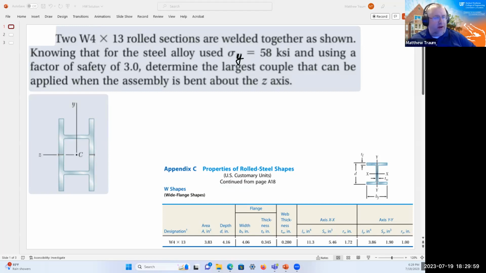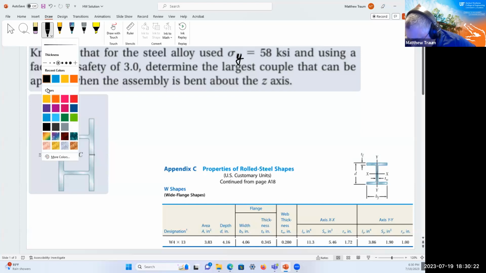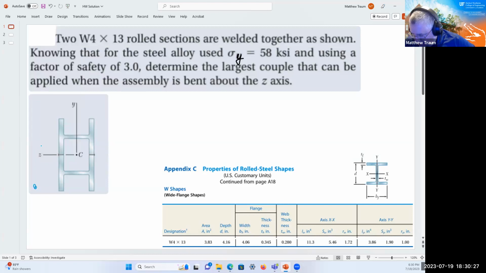What we have is two W4 by 13 rolled sections welded together as shown. We know that for the steel alloy used, the yield stress is 58 KSI, and we're using a factor of safety of 3.0. We're asked to determine the largest couple that can be applied when the assembly is bent in the Z direction. And we've got this figure here. So we're basically bending around the Z direction.